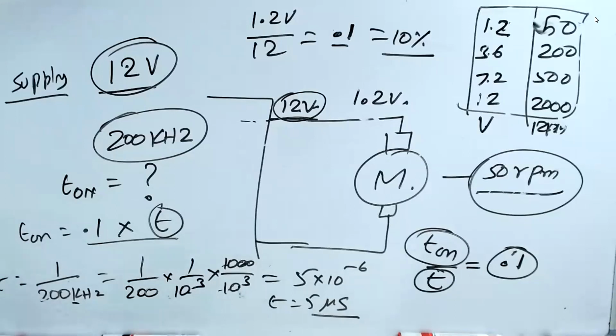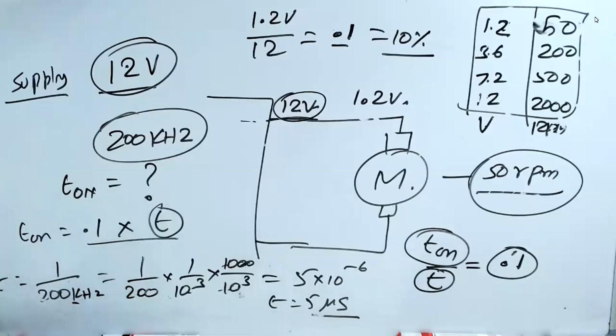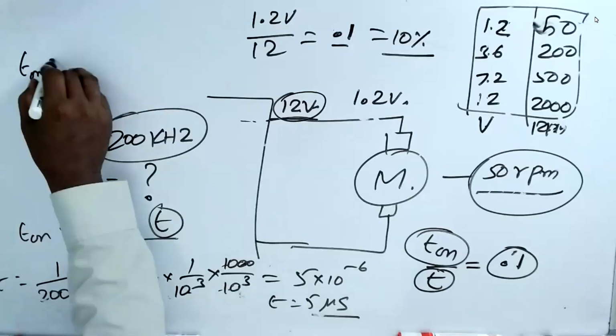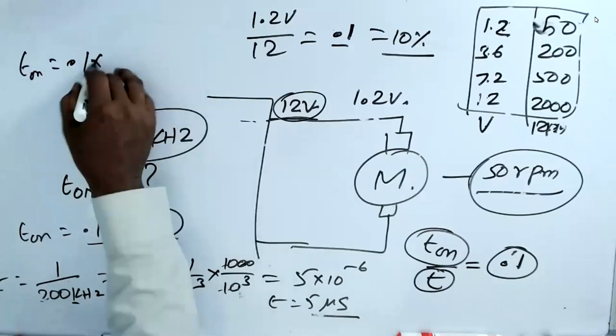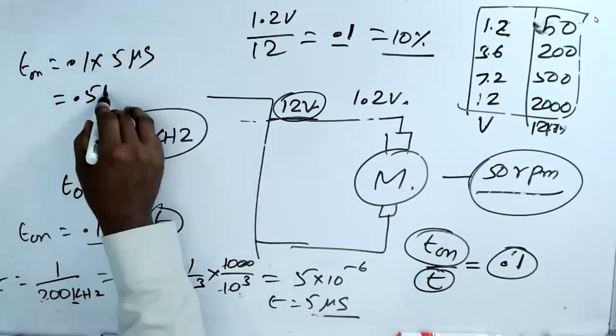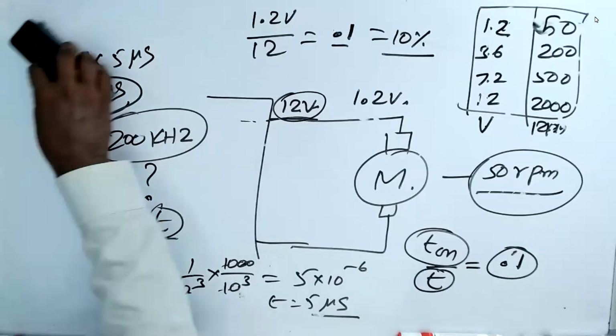So T on is equal to 0.1 into T, which is 0.1 into 5 microseconds, equal to 0.5 microseconds. That is the T on time. So see the steps. I remove everything and start writing the steps. I gave you only one.